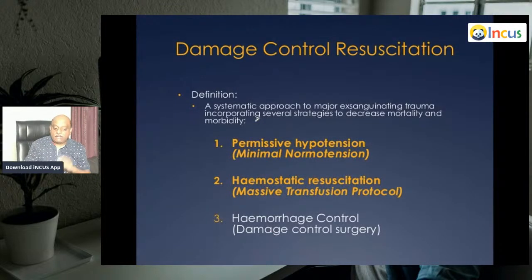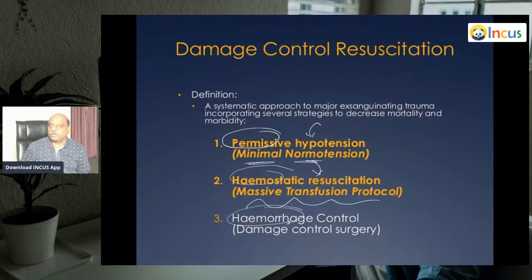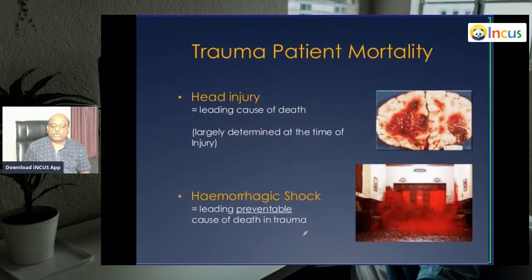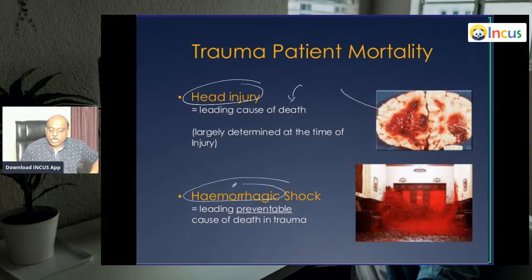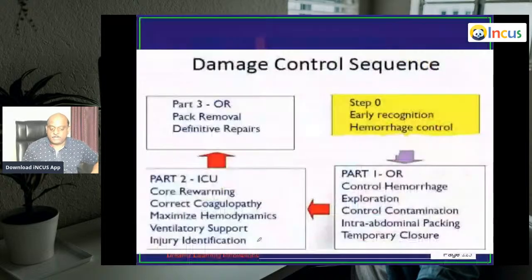So, damage control resuscitation: permissive hypotension, minimal normotension. Then hemostatic resuscitation with massive transfusion protocol. Then hemorrhage control. That is the purpose of the damage control surgery. First stop the bleeding. That is important. So in a trauma patient, what is the cause of the mortality? Head injury is the leading cause of death. And hemorrhagic shock is the leading preventable cause of death in trauma. That's what you need to remember.